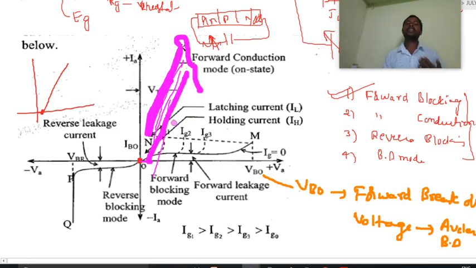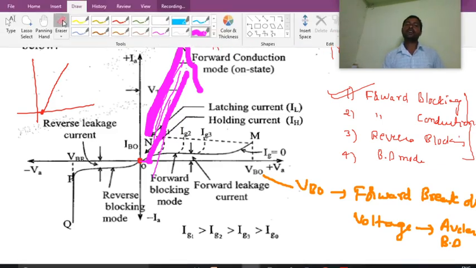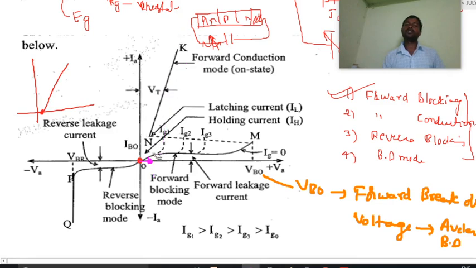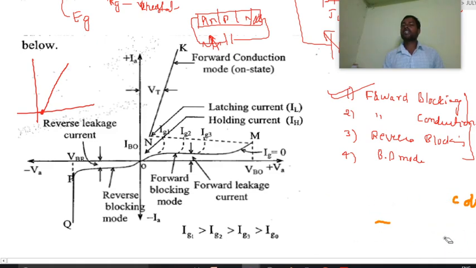Diode is an uncontrolled device. So these are the VI characteristics in forward blocking mode. This is the VI characteristics in forward blocking mode only. Now let me discuss forward conduction mode.